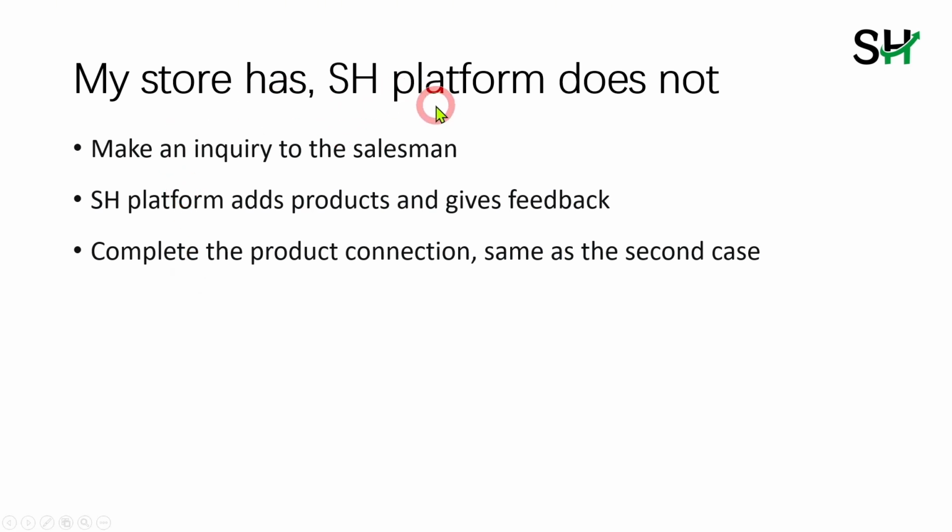In the third case, my store has it, but the Sourcier platform does not. In this case, you need to contact the salesman. The salesman will find this product according to your requirements and add this product to the Sourcier platform. Then he gives you feedback, and then, just like the previous operation, you add this product to the link.